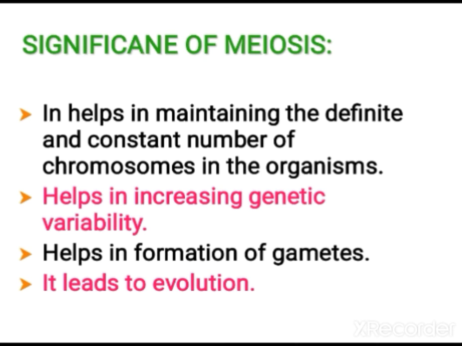Meiosis helps in maintaining the constant number of chromosomes in the organisms, and it increases genetic variability, which is due to crossing over. That is why the puppies of a dog won't look alike; everything will be different. Why is it like that? That is due to crossing over, recombination and so on. This genetic variability is useful, and meiosis helps in the formation of gametes, and it also leads to evolution. Because of recombination, evolution also occurs in the species.